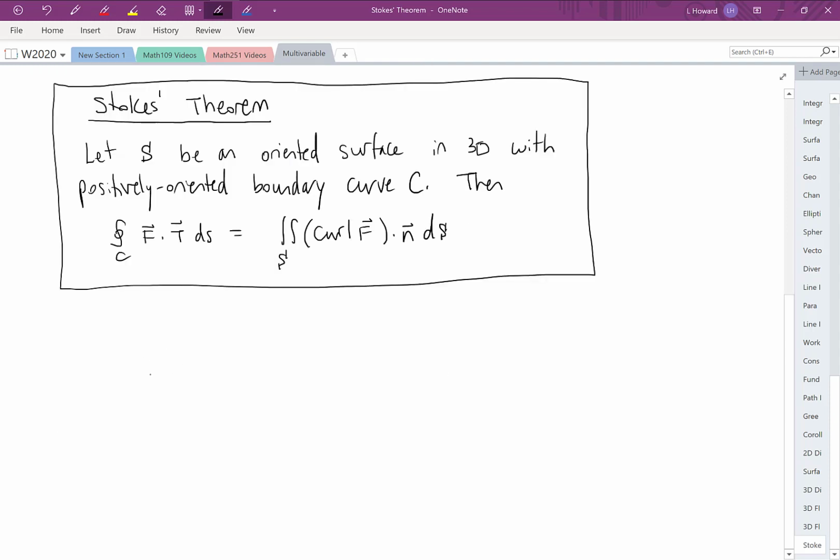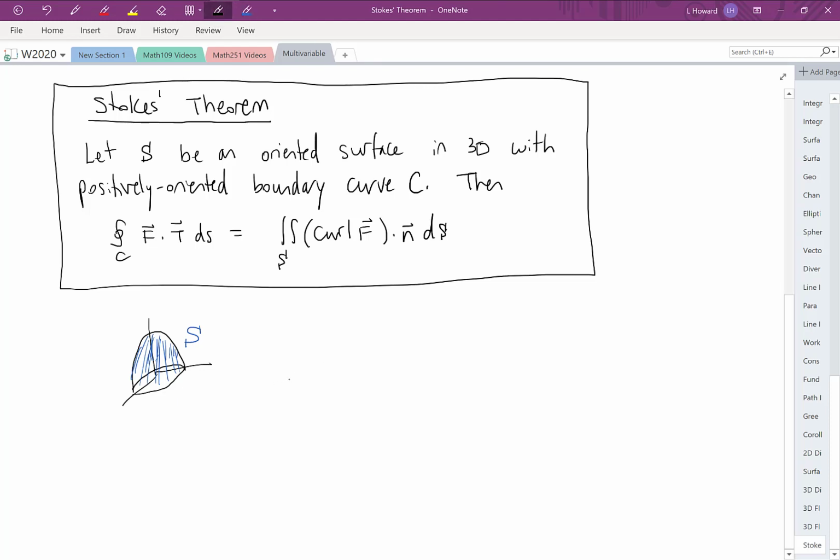Let's draw a few pictures to clarify some of the aspects of this statement. So first, imagine that we've got a surface. It should be an oriented surface, so maybe it's a paraboloid that's opening downwards. So there's our paraboloid, we'll call that S. And then C is representing the boundary curve of our surface.